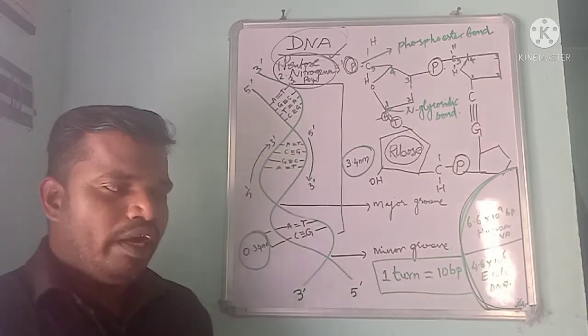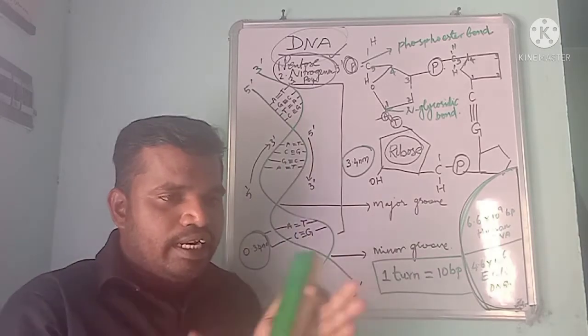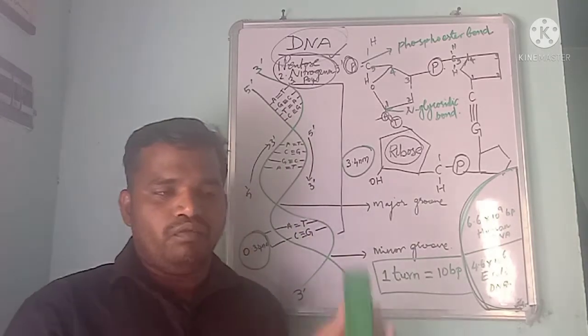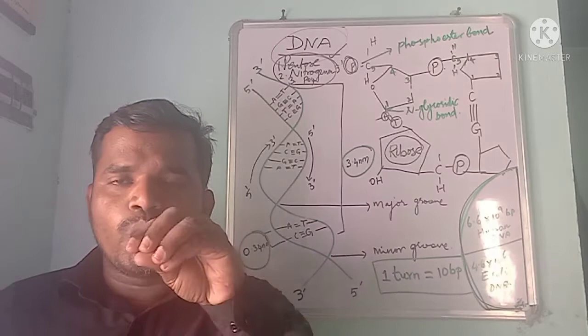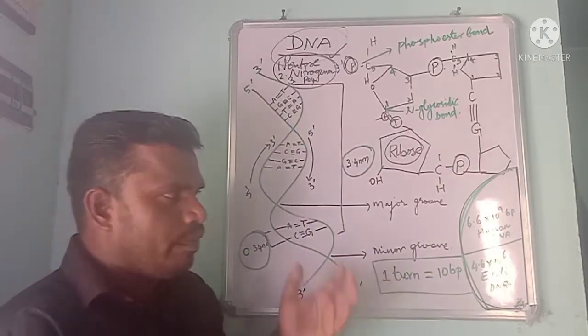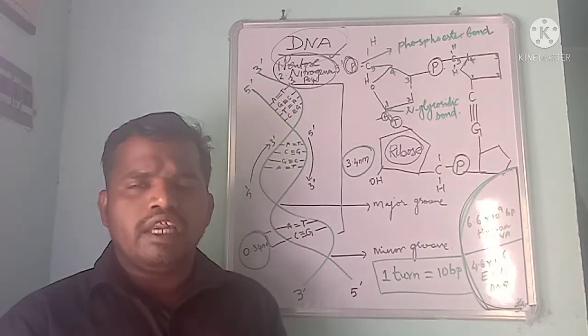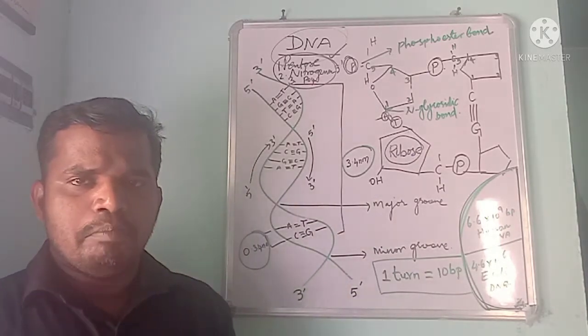Okay, so what happens to the DNA? What is this DNA genetic material composed of? We call the genetic material a nucleic acid. So this nucleic acid is composed of three main components.